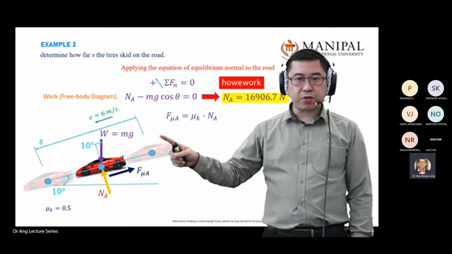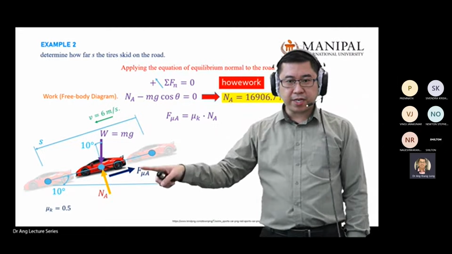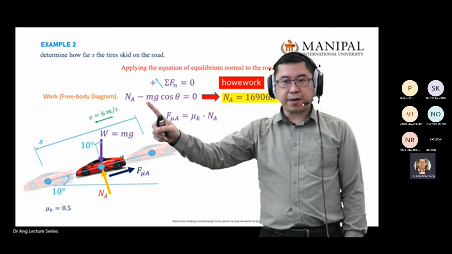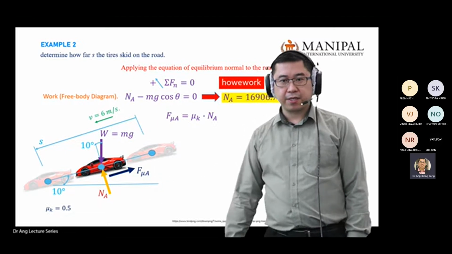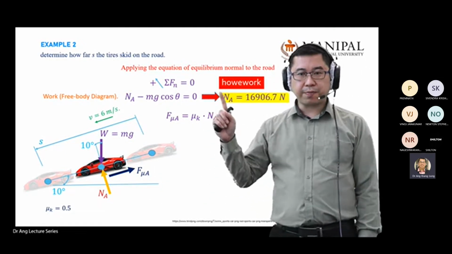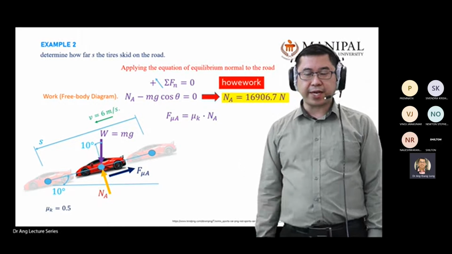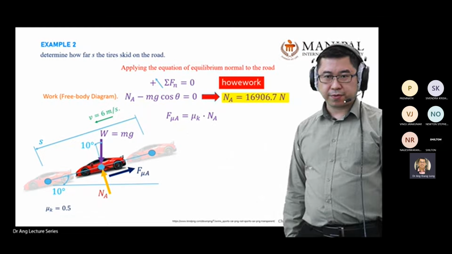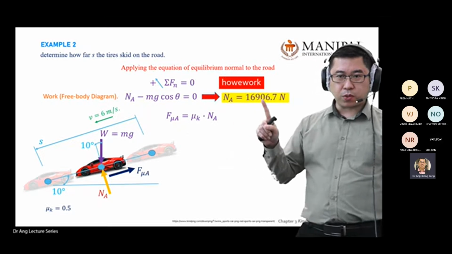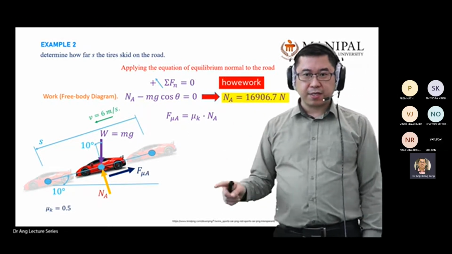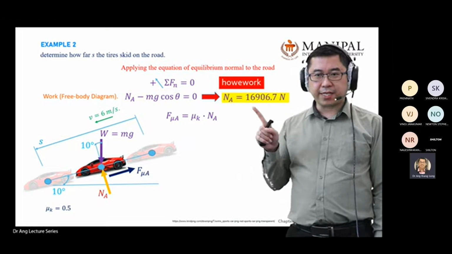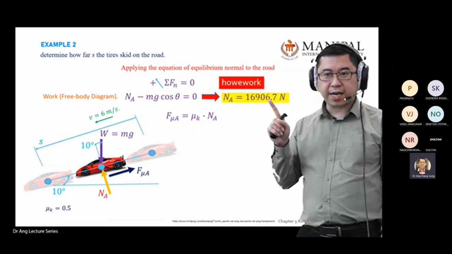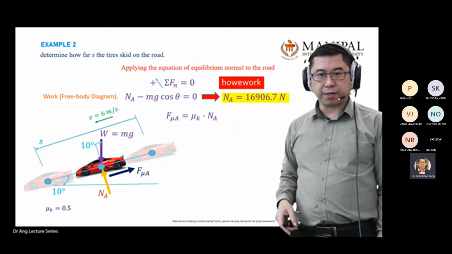Homework: you substitute the value of the angle, 10 degrees, and g, you know how much, 9.81. The mass is given. So you substitute, and you get one answer for your Na. Na equals this number. But anyway, in the exam, all these values will change, so this is just guidance for you for this example number 2.